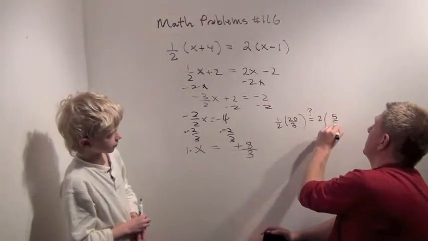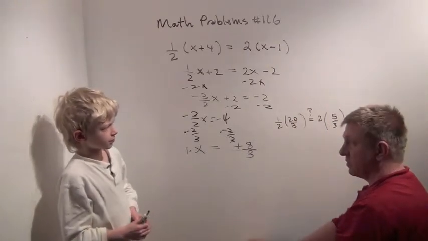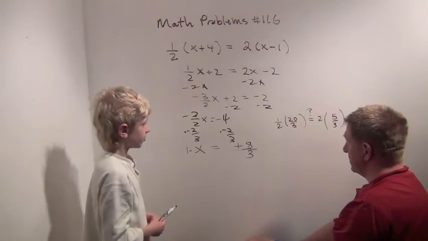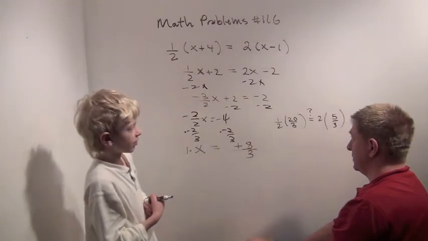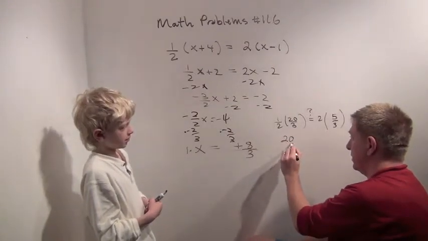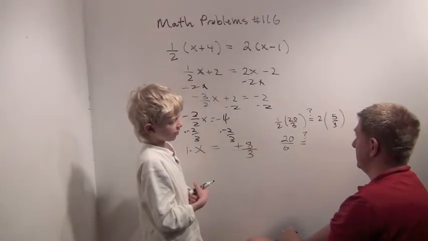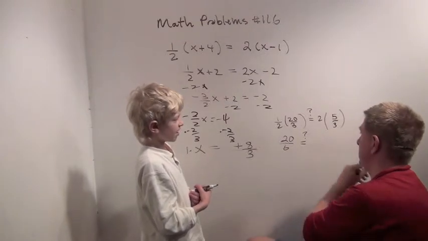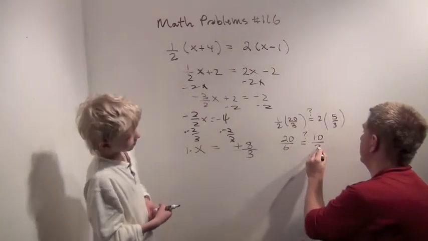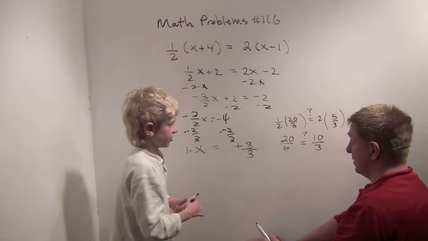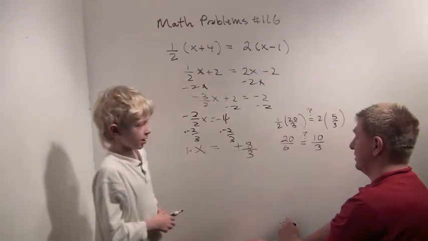5/3. So we're wondering, does 1/2 times 20/3 equal 2 times 5/3? Well, what's 1/2 times 20/3? It's going to be 10/3. Okay. And what's 2 times 5/3? 2 times 5/3 is 10 over 3. Okay, so does 10/3 equal 10/3? Yeah, it does.